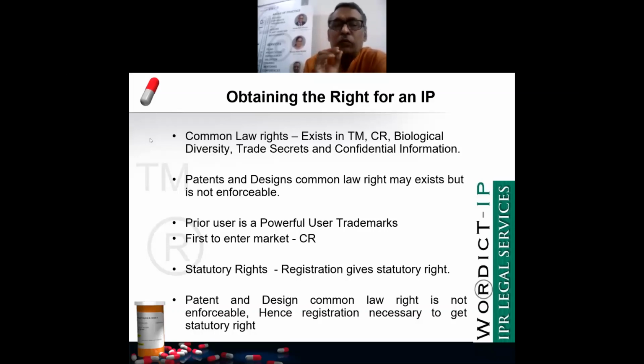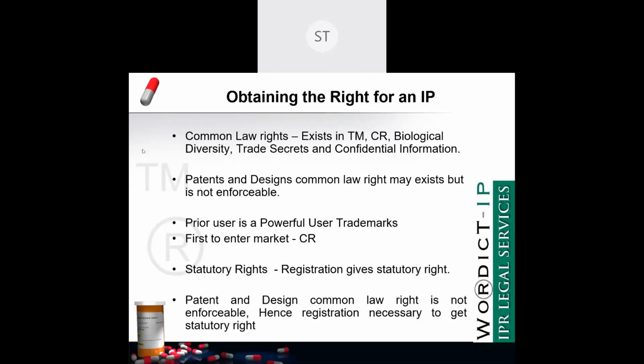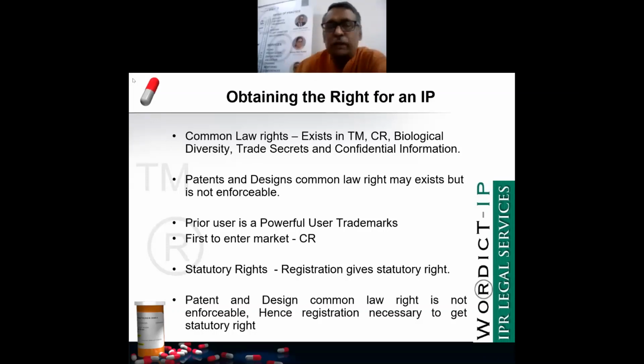Now let me tell you, in India you need to file for registration of a copyright or a trademark, but still you can use a trademark. But insofar as patents and designs are concerned, if you start using the patent or the design, you will not get the patent or the design, because the prior art will be found out. Now, common law rights exist in trademarks, copyrights, biological diversity, trade secrets, and confidential information.